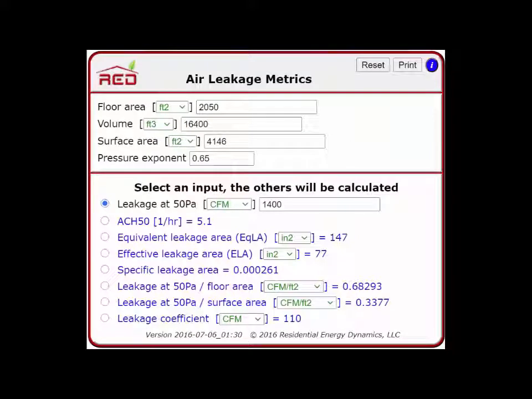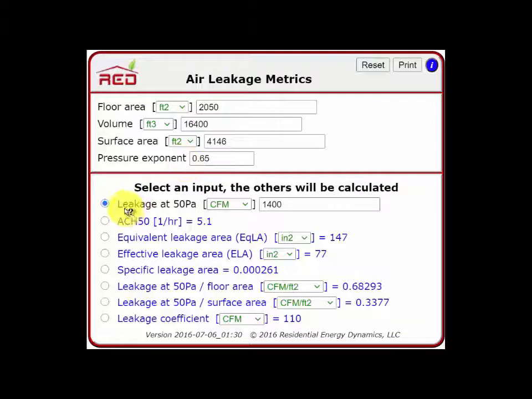Let's look at a few of the air leakage metric values, and I also want to let you know which my favorite one is. Remember that all of the answers down below, except for the entered one, the leakage at 50, which is CFM 50, all of those are based upon the items that we put up here at the top, which are primarily the dimensions of the building we're looking at, except for the pressure exponent, which characterizes the leakage of the house. As I've already said, it's a good idea to leave that alone.